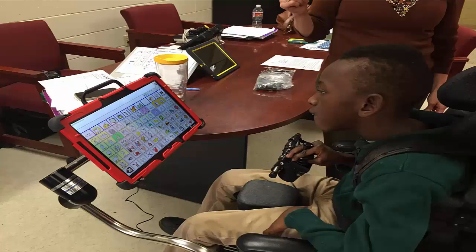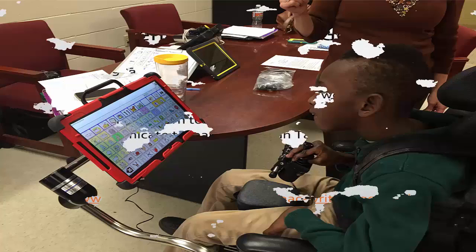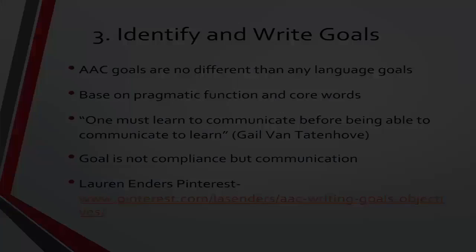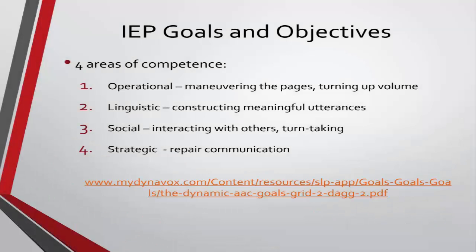He has learned language to write complete, syntactically correct utterances. Before, he was on a phrase-based 32 location device that I put on. It was a team effort to get him to that level, but we wrote goals and objectives to keep moving forward. We never gave up. Lauren Enders has a great Pinterest site for identifying and writing goals. And the other one is Dynavox, and the link is right there.